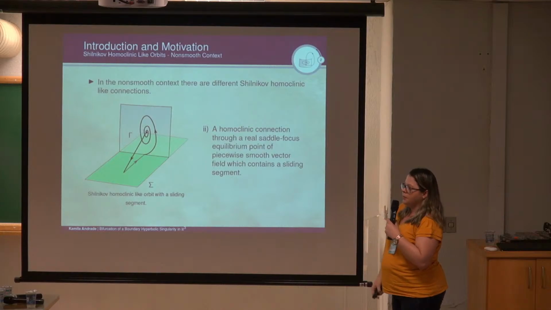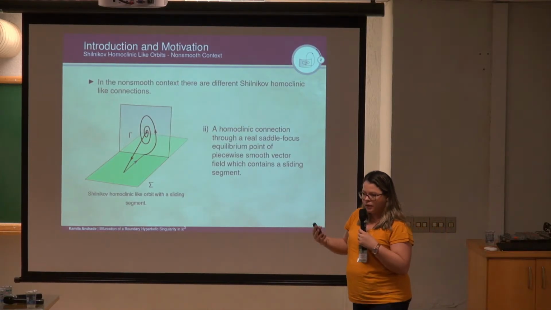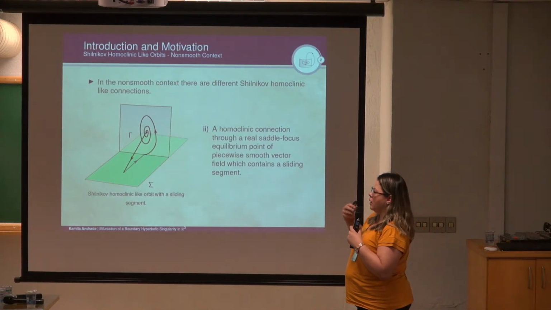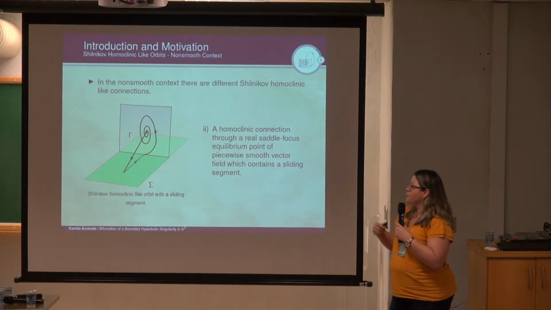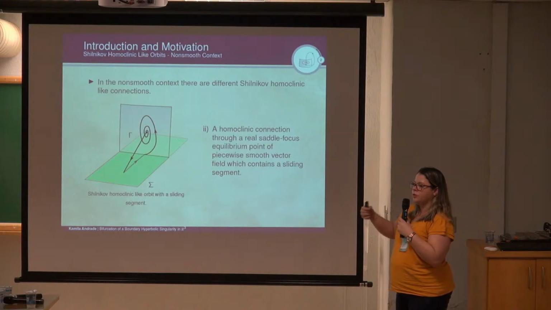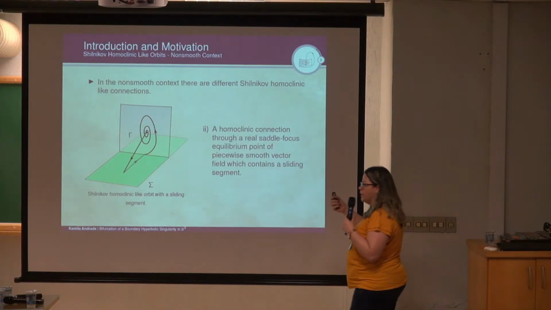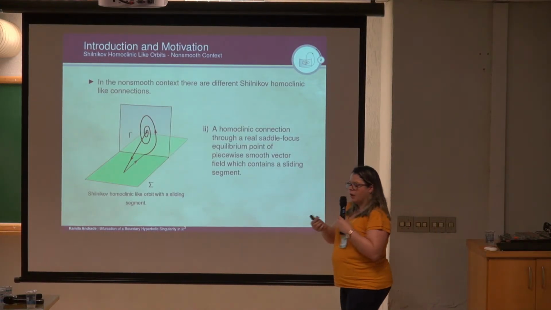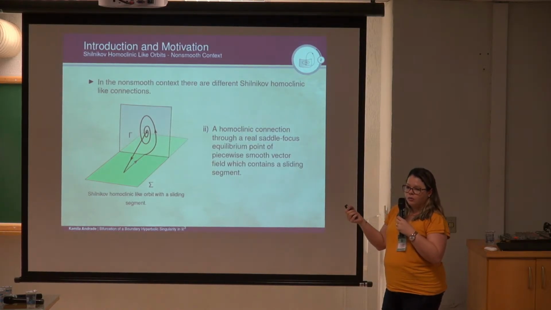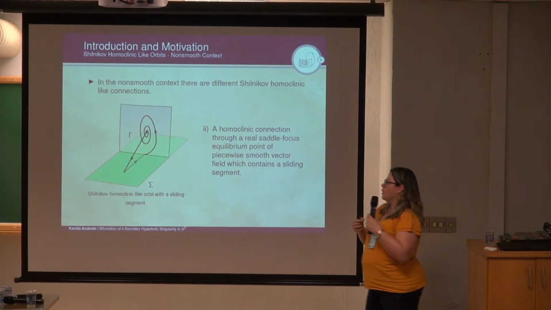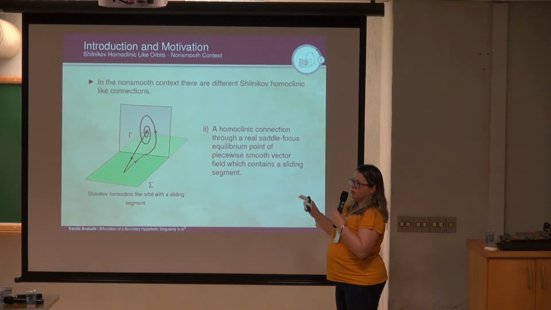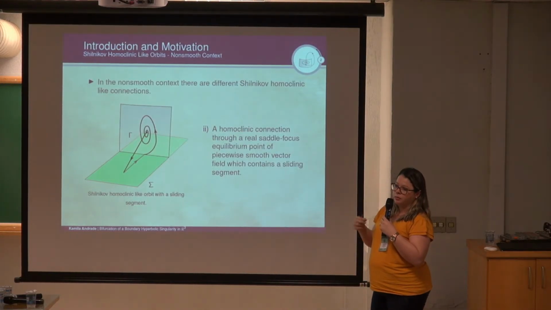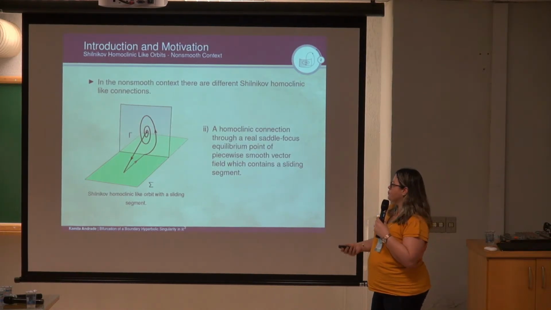The second type of Shilnikov-like connection we can consider in this context is when you still have a real saddle-focus singularity, but now we have a piece of a sliding orbit making this homoclinic connection. But this sliding orbit is a regular one, so we don't have pseudo-equilibria or things like that.